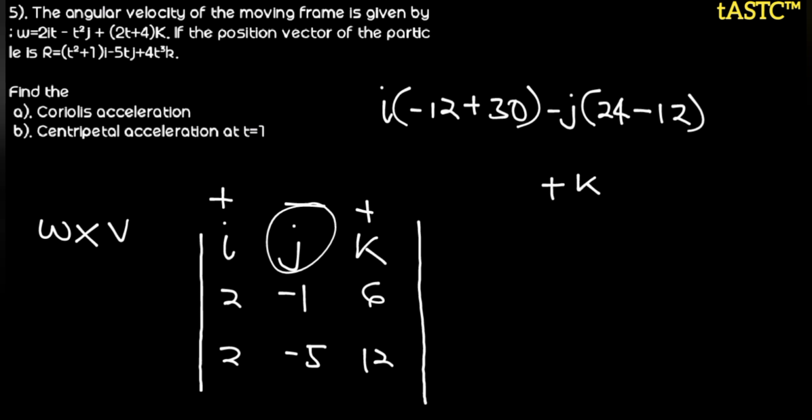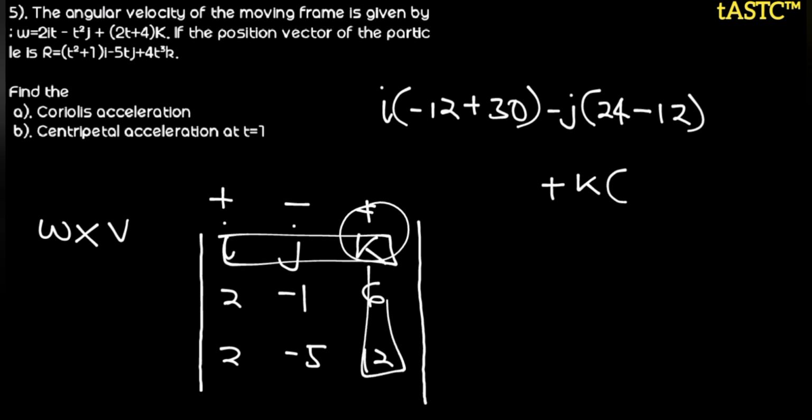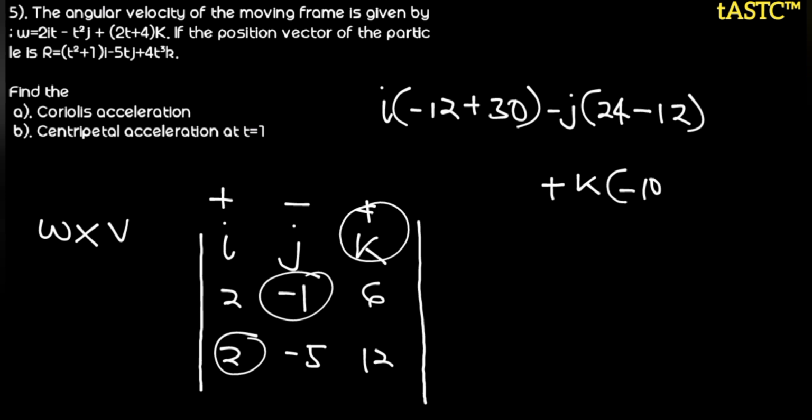Here we have a plus. So that is plus k. And that is going to have these cancelled as well as these. So we should have a 2 multiplied by negative 5, which gives us a negative 10. And we're going to have a negative 1 multiplied by 2. That is a negative 2. That should be a minus negative 2, which changes to a plus 2.